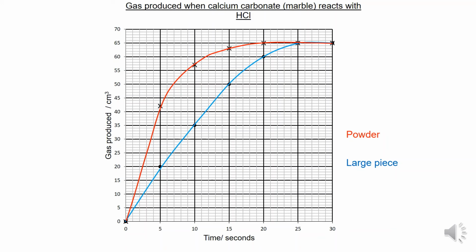Now what I'd like you to do is to sketch this graph in your book. You don't need to put the numbers on. You do need to label the axes as time in seconds and gas produced in centimetres cubed. But a sketch graph doesn't need to have numbers on it. But make sure you've got the lines labelled. Then press play when you're ready to move on.